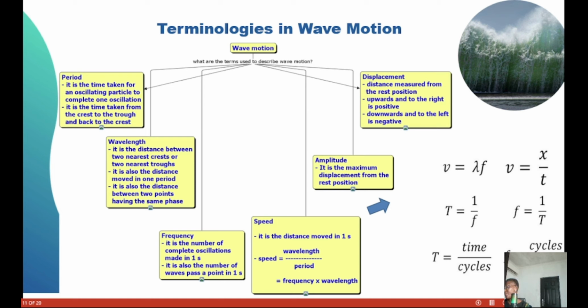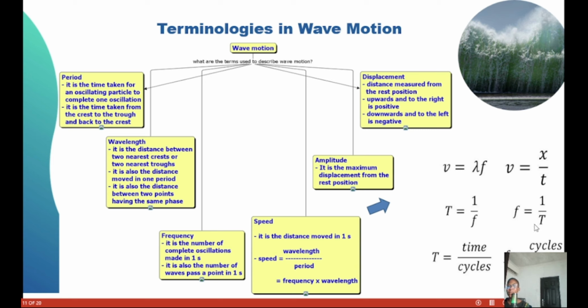You must be very, very conversant with all these formulas. V is equal to f lambda. That formula will be used in almost all the wave topics we are going to use. So what is our V? Our V is the speed of the wave, lambda is the wavelength, while f is the frequency. And don't forget T, which is the period. We already know that T is equal to 1 over f.